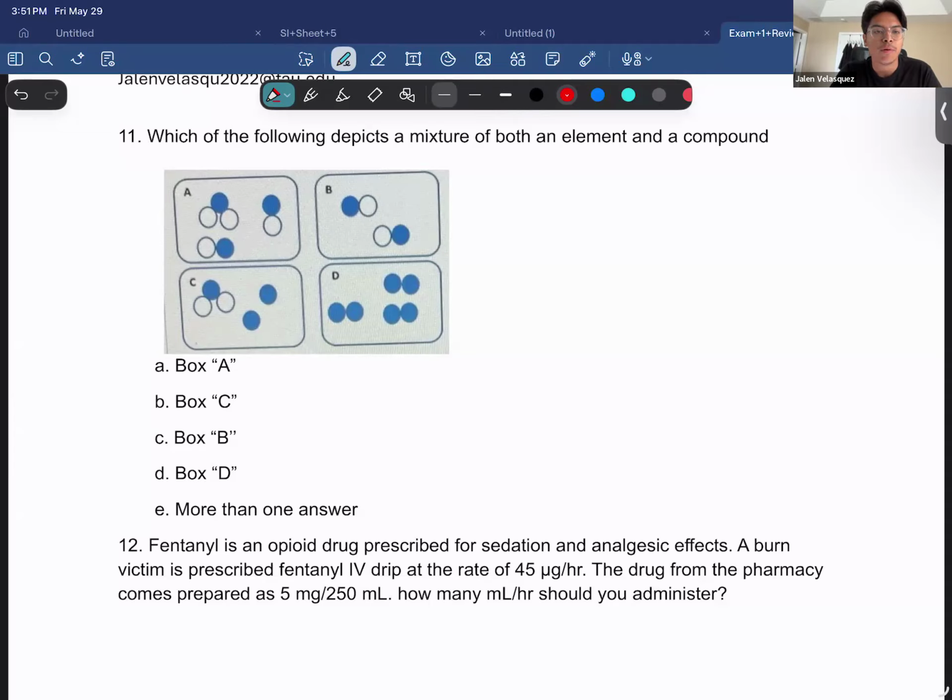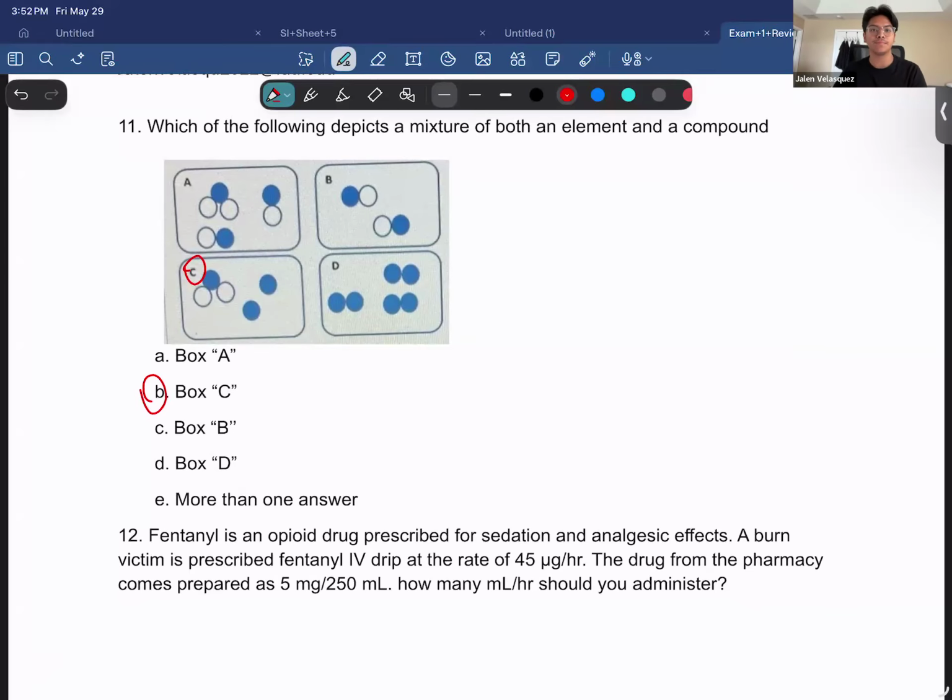Any ideas here for number 11 yet? Or do we need some time? Yeah, good. It should be box C. I was kind of a jerk on this one. I like the answer choices to be all mixed up. So the answer is B for box letter C.